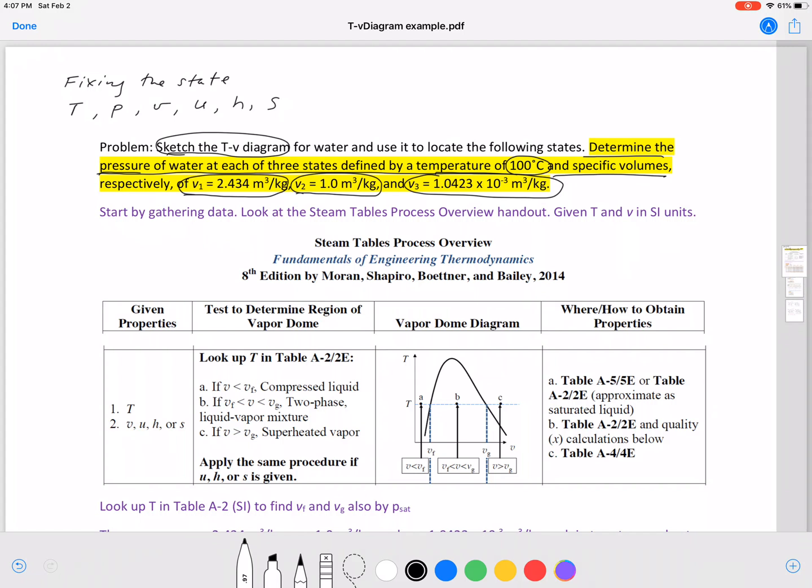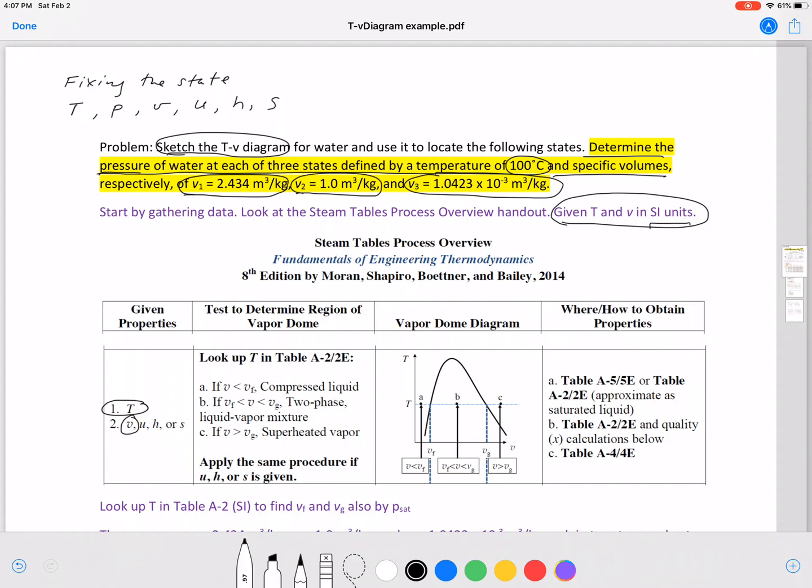What we're given here is temperature and specific volume in SI units. Again, Celsius and meters cubed, we know that we have SI units. And so we're going to use this handout to gather some data. When we look at our table, we go down this column until we find the one that fits what we have.